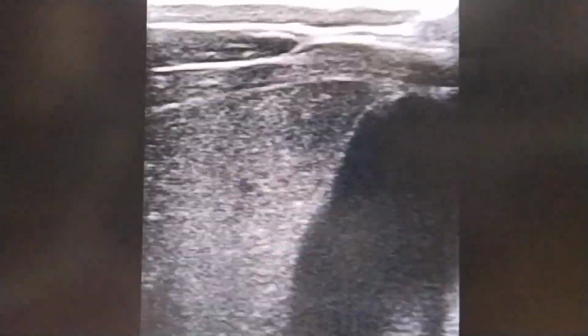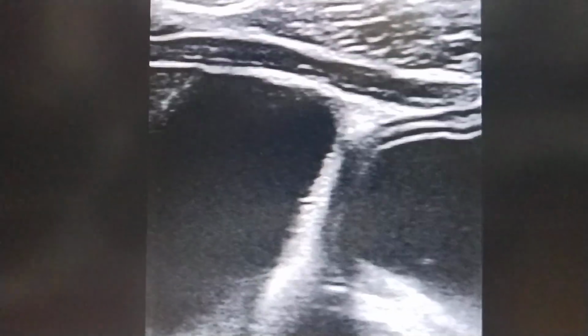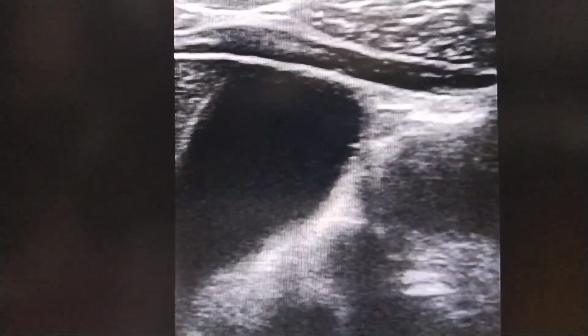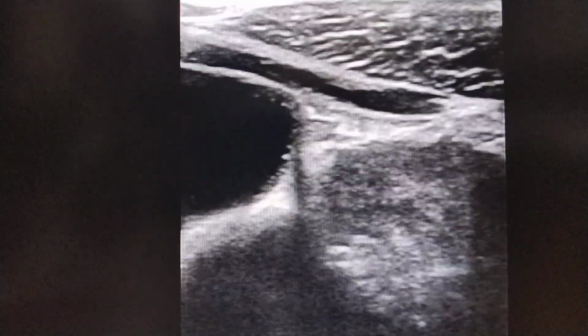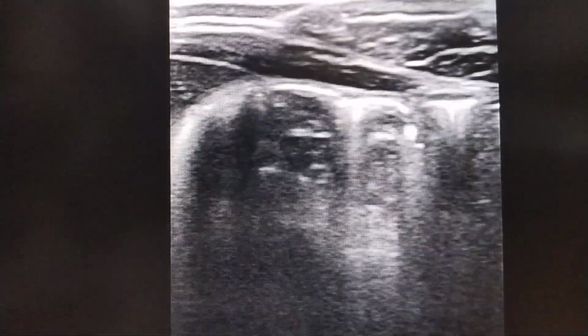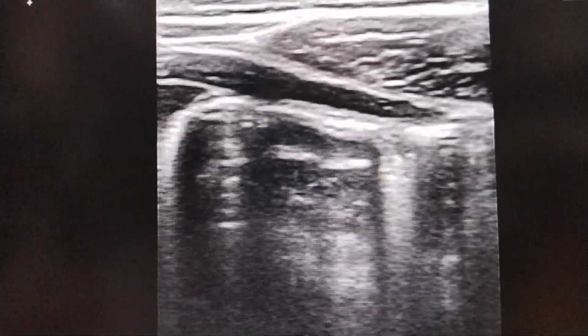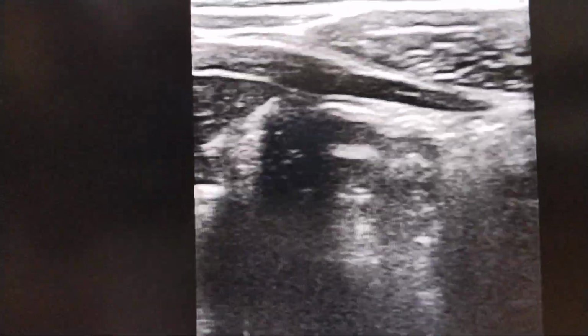Dear colleagues, this is a young male patient with a history of pain in the right iliac fossa for the last 3-4 days. So I'm going to scan the abdomen with a linear probe, suspecting that it may be appendicitis. So I'm going to scan it directly with a linear probe. I have placed the probe in the right hypochondrial region.